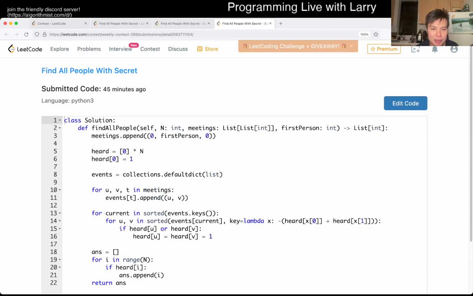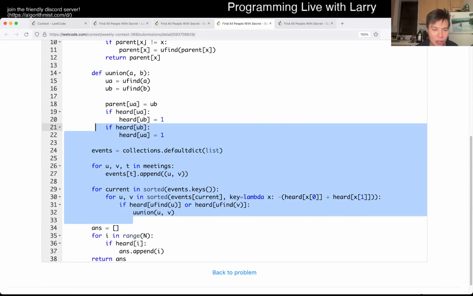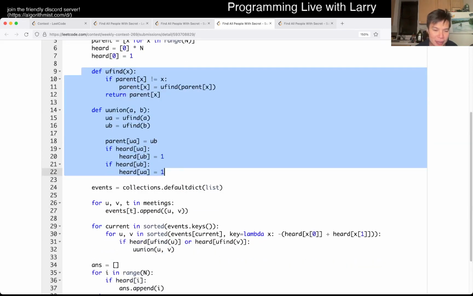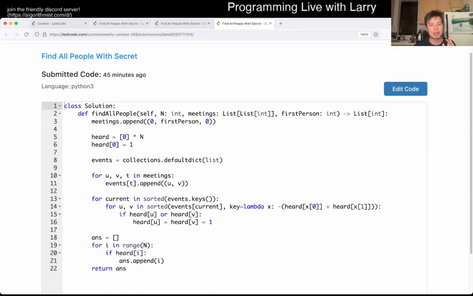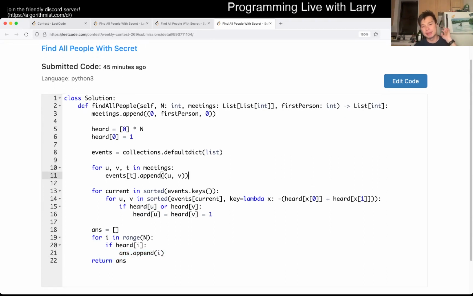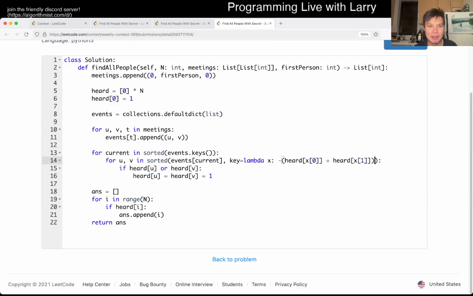So after doing this, I realized the union find was not necessary, so let me just get rid of it. This is mostly the same code in 20 lines, but without the union find. Basically, if person A or person B has heard it, then we set both to hearing it. But the key part is this greedy, where if there are multiple meetings that happened at the same time, we sort it in a way such that the more people heard it, the better. However, this is still wrong, and it makes me very sad.